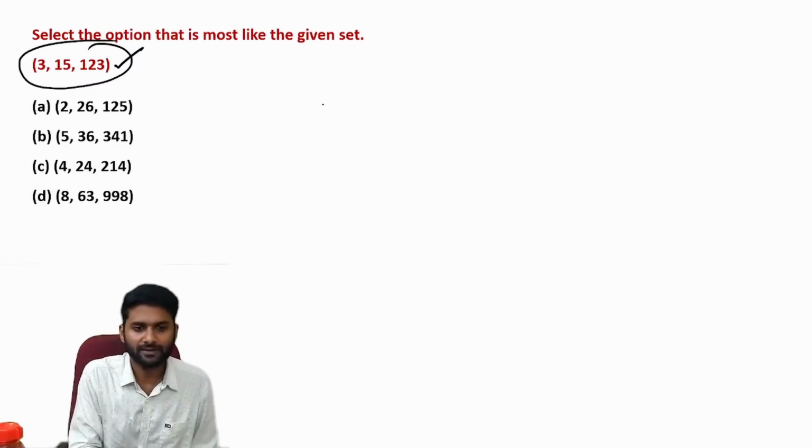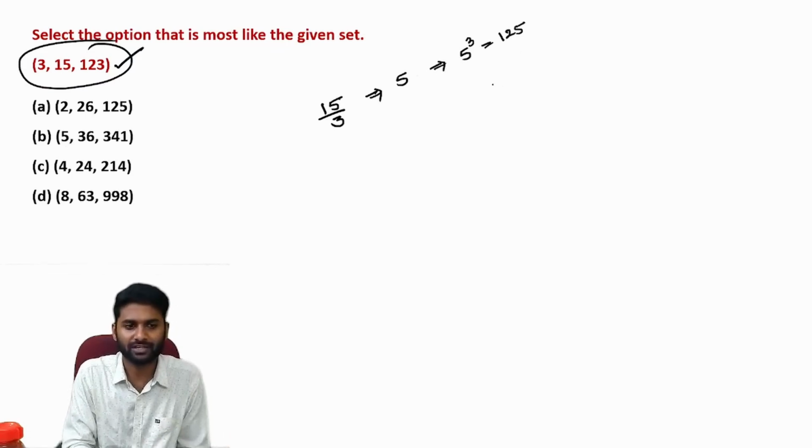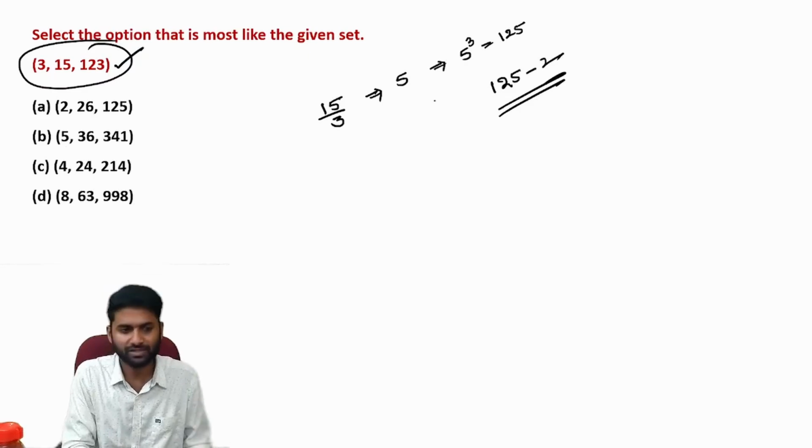Now see here the relation. See, 15: the second number is divisible by the first number, and you will get the result 5. Now if you take 5 cubed, the value becomes 125. But instead of 125, they have given 123. It means 125 minus 2. This is the approach for this question.